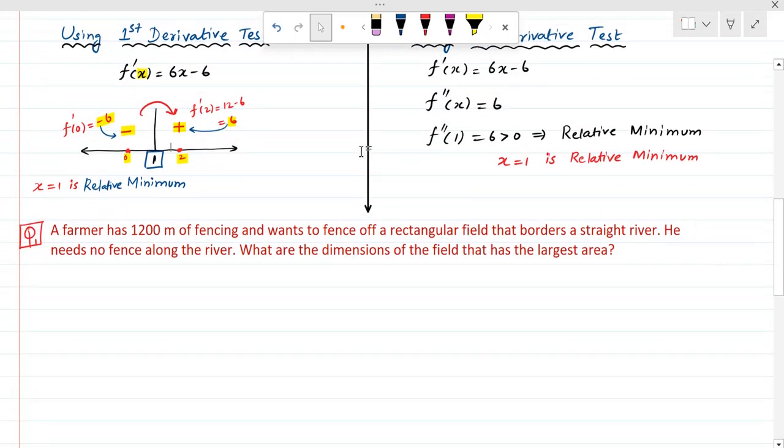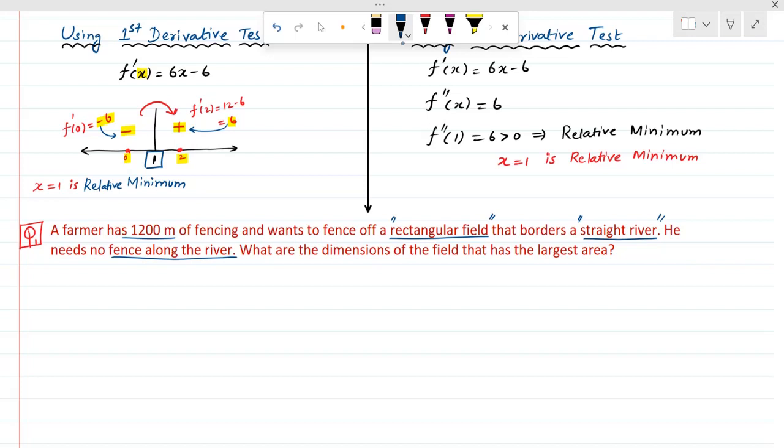In this question, first understand what is being asked. A farmer has 1,200 meters of fencing and wants to fence off a rectangular field. This is very important information: a rectangular field that borders a straight river. He needs no fencing along the river. What are the dimensions of the field that has the largest area?